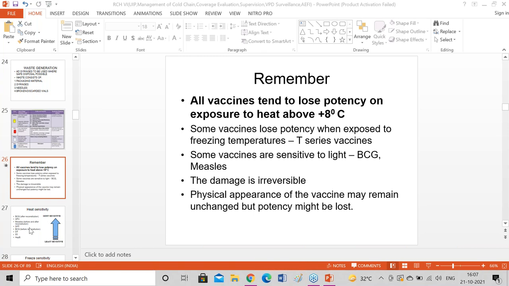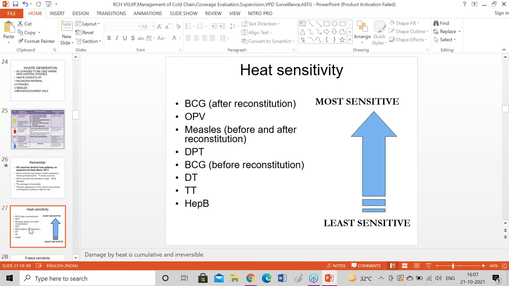So if I talk about the heat sensitivity, what is the most heat sensitive vaccine and what is the least heat sensitive vaccine? As we have already discussed, the T series vaccines are freeze sensitive vaccines. So definitely they are going to be least sensitive to heat. And the most heat labile vaccine is OPV, but DPT, once reconstituted, is more heat labile as compared to OPV. Okay, then measles, and then your TCD vaccine.